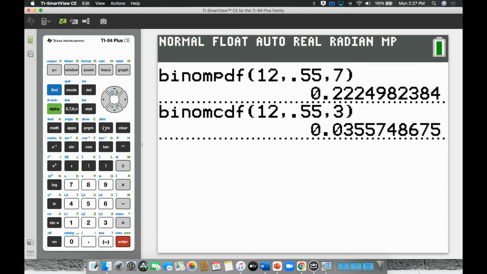So there is a 3.6% chance of less than 3 women chosen. Less than 3 women chosen.